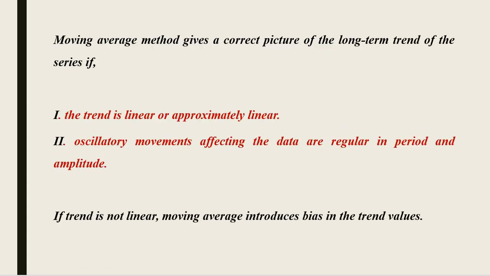The moving average method gives a correct picture of the long-term trend of the series if the trend is linear or approximately linear and the oscillatory movements affecting the data are regular in period and amplitude. So if trend is not linear, moving average introduces bias in the trend values.